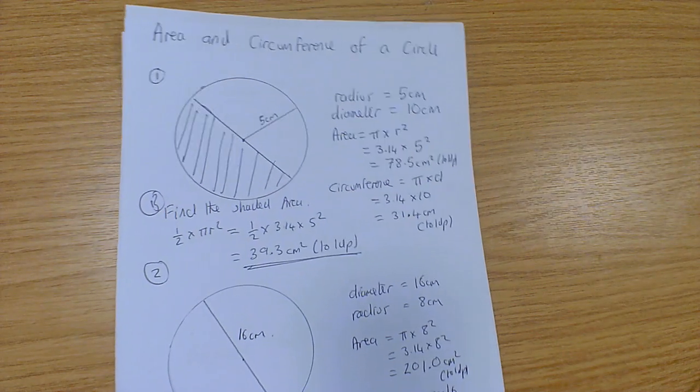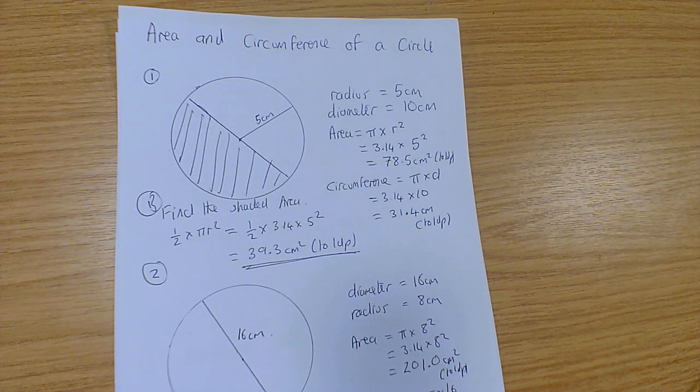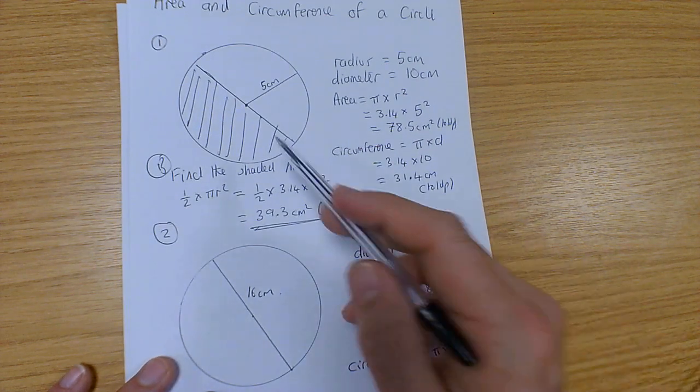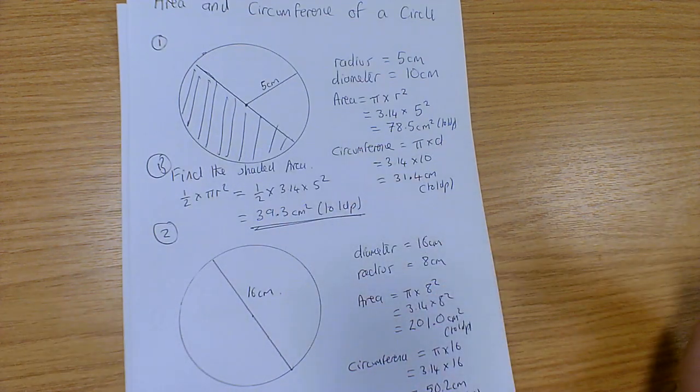So there you go. Some examples of finding the area and circumference with a little bonus on that. If you find a quarter of the circle, you do a quarter of the area.